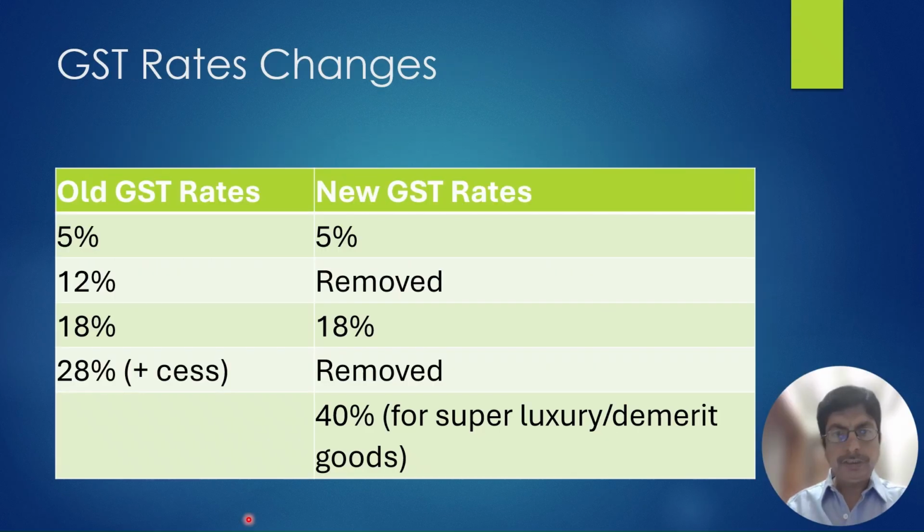Now let's see the GST amendments relating to the local goods transport. Before that, you may remember that there is a change in the GST rates. Earlier, the rates were 5%, 12%, 18%, 28%. The new rates are 5%, 12% has been removed, 18% continued, 28% GST rate has been removed, and a new rate of 40% has been introduced on certain luxury and demerit items.